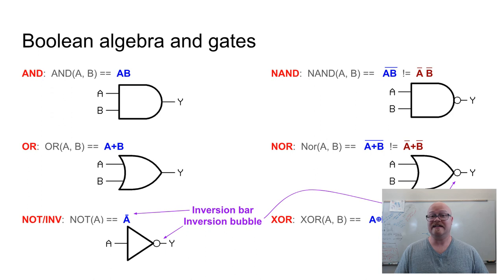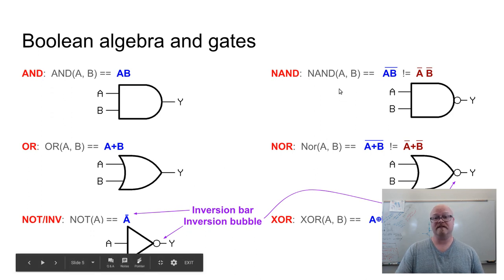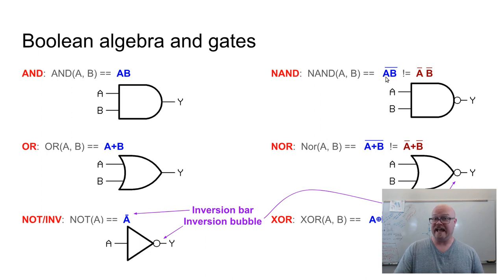Now, if we don't have a NOT in isolation, then we can just add the inversion bubble to a surface of another gate. And we see that in these first two on the right of the slide. So up here at the top right is the NAND gate. Now, a NAND is the inverse of an AND. So you see that we have A ANDed with B, and then an inversion bar over the whole thing. So that's the inverse of an AND, or the NOT of an AND, NAND.